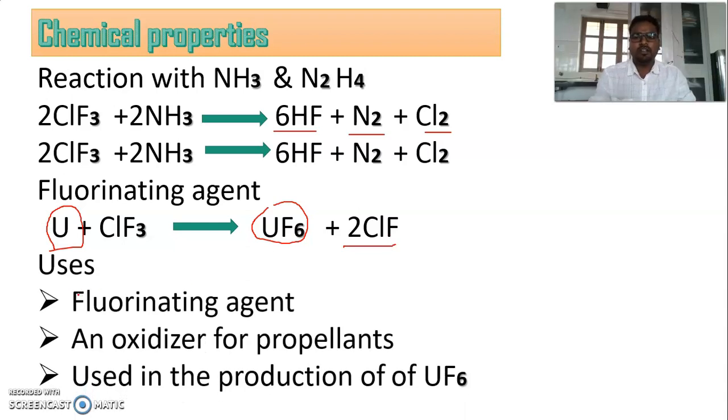So when we come to the application, as you see in the reactions, we found that it provides fluorine to other metals. So that's why it is used as a fluorinating agent, and it is used as an oxidizer in propellant, that is, in fuel we need an oxidizing agent. So they are using ClF3 as an oxidizing agent, and it's used to produce uranium hexafluoride. These are the applications of chlorine trifluoride.